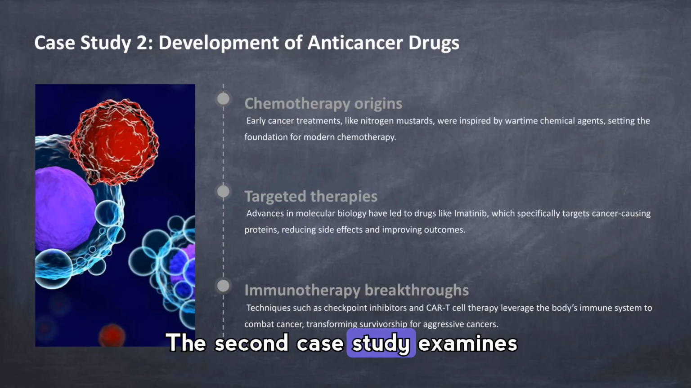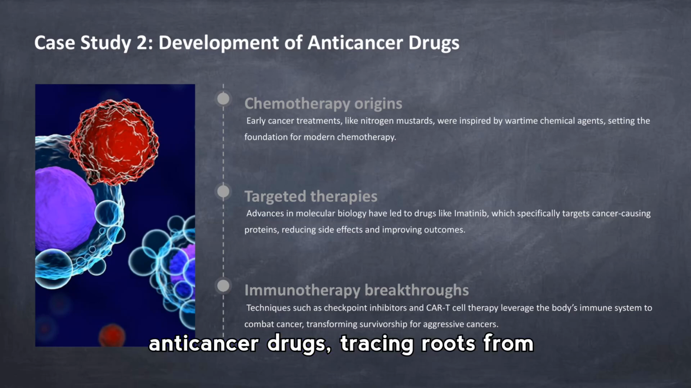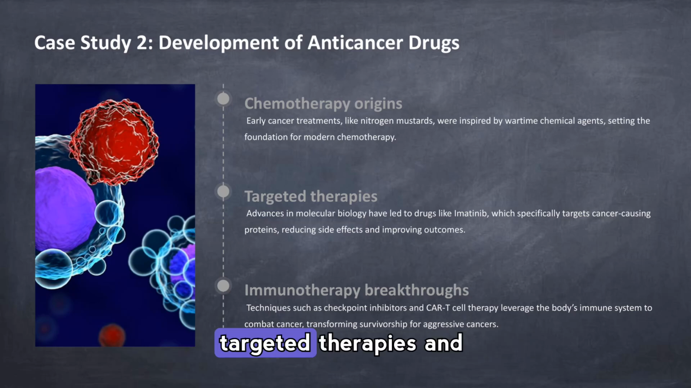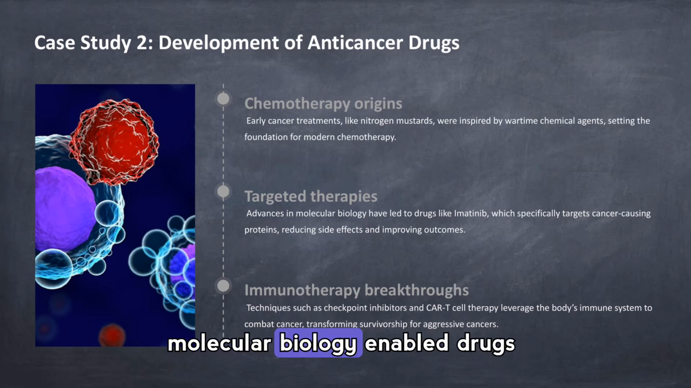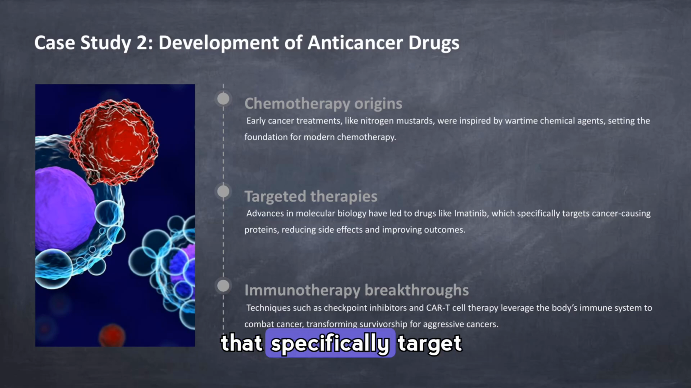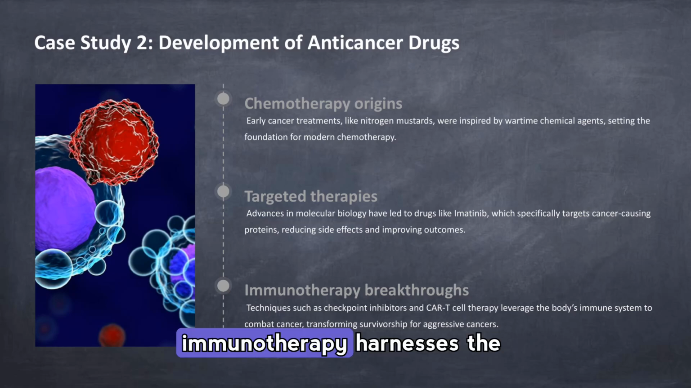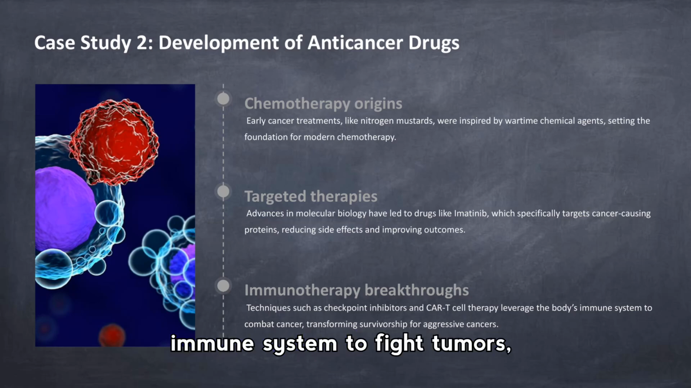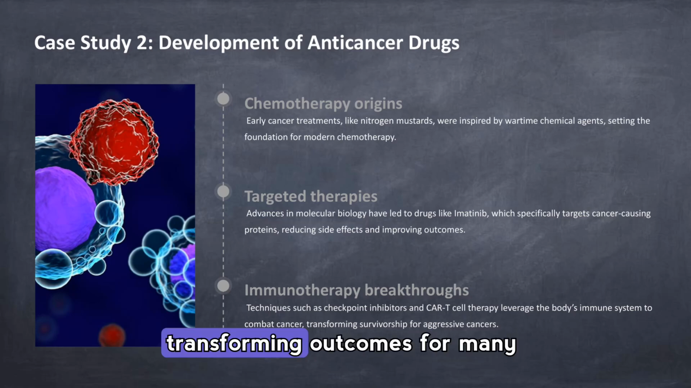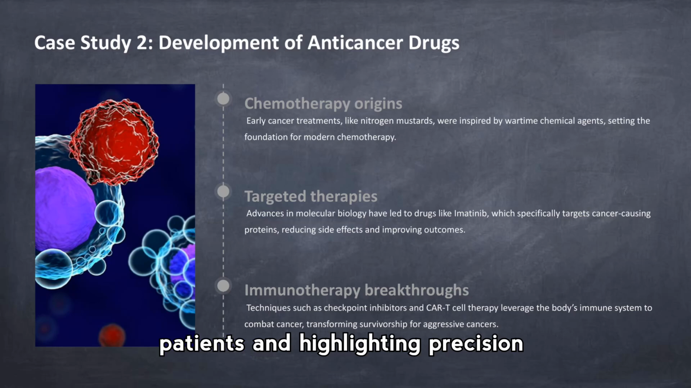The second case study examines anti-cancer drugs, tracing roots from wartime chemical agents to modern targeted therapies and immunotherapies. Advances in molecular biology enable drugs that specifically target cancer-causing proteins, while immunotherapy harnesses the immune system to fight tumors, transforming outcomes for many patients and highlighting precision medicine's impact.